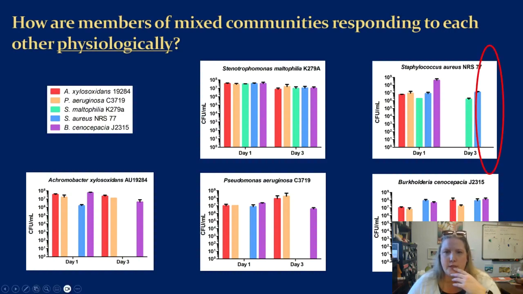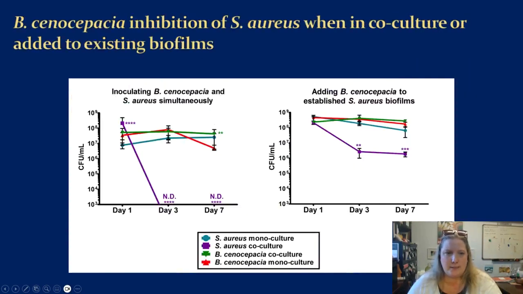But we had a student who did this work who wanted to follow up on this lack of a purple bar here. So staph seems to be killed by Burkholderia cenocepacia, and that is once again surprising given their relative growth rates. So the whole project is going to be based on finding out how this works. All right, so we have some data to show a little bit more information about this.